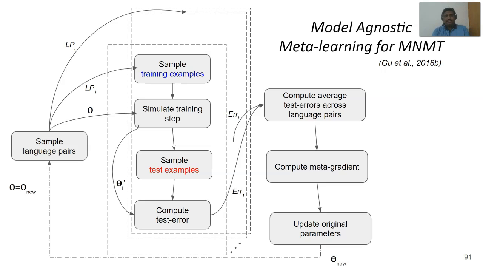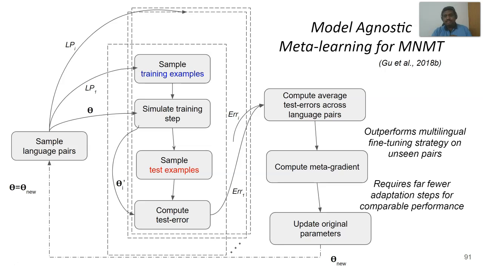In the training setup, we used a fixed set of languages, but this also works well when we have a new language pair which has not been seen during training. Even in this scenario, meta learning works well, and it outperforms the multilingual fine tuning strategy on unseen pairs. Of course, this also requires far fewer adaptation steps for comparable performance.